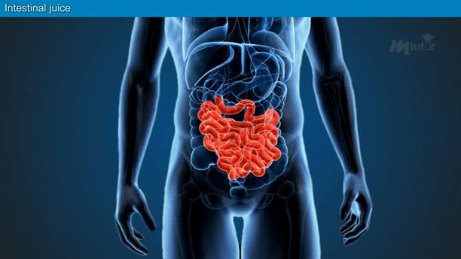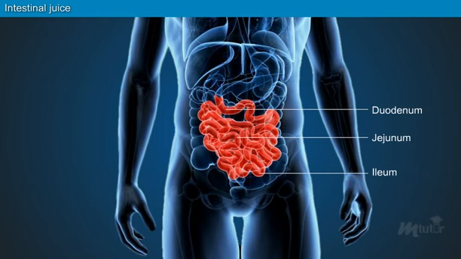The small intestine is divided into 3 main parts. They are the duodenum, the part closest to the stomach, the jejunum, the middle portion, and the ileum, the bottom section, which connects to the large intestine, or colon.